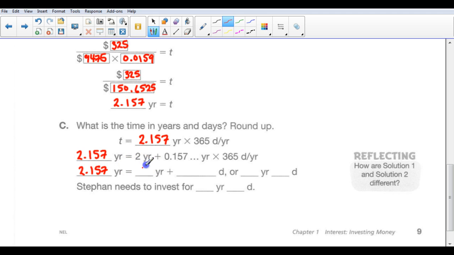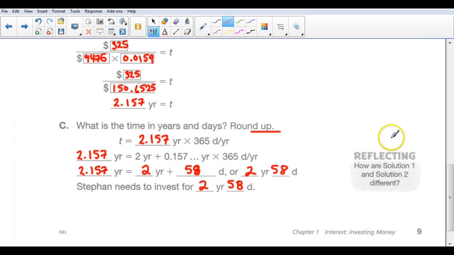So 2.157 is equal to 2 years plus 57 days, because 0.157 times 365 is about 57 days, but we would need to round up. Forgot, have to round up. 58 days, or 2 years and 58 days. So we need to invest it for 2 years and 58 days.